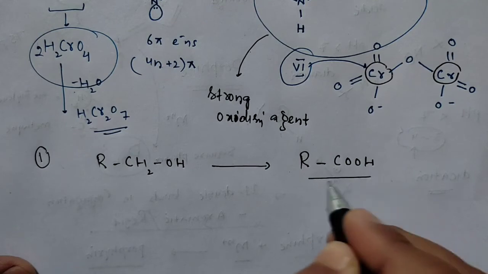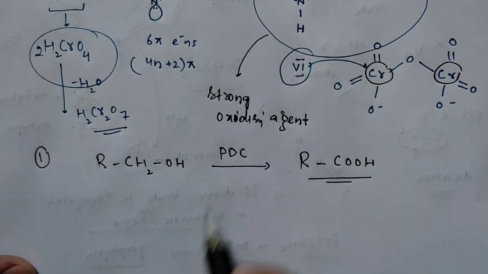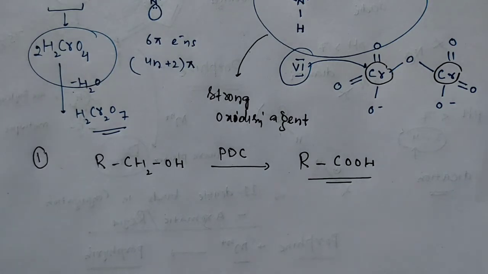So what this reagent, PDC, pyridinium dichromate, does is convert alcohols to carboxylic acids. We know that after alcohols, the next level of oxidation is aldehydes and ketones, and when we move further from aldehydes and ketones, comes carboxylic acids. So conversion of alcohols to carboxylic acid is a two-level oxidation simultaneously. That means it's a strong oxidizing agent.